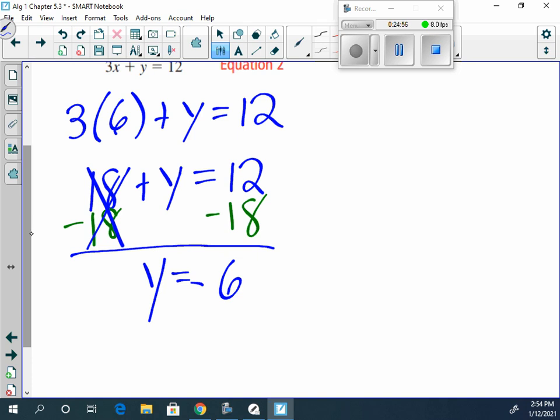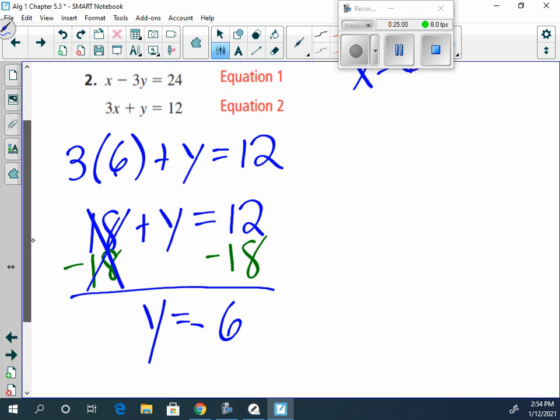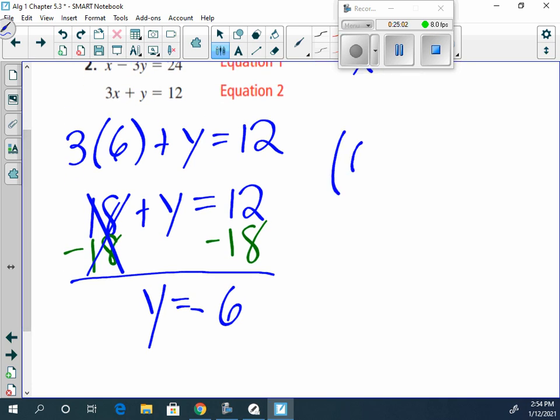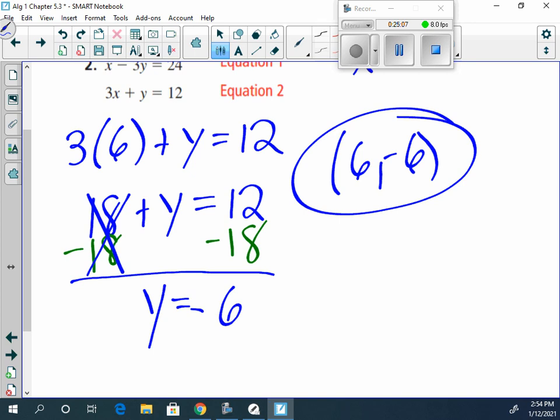So that's how I do it. I just flip it the other way, see what it is, and then go there. So negative 6. Well, x was 6 and y is negative 6. So this point is 6 comma negative 6. And that's our answer.